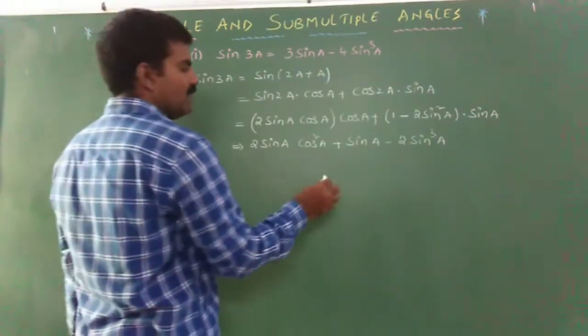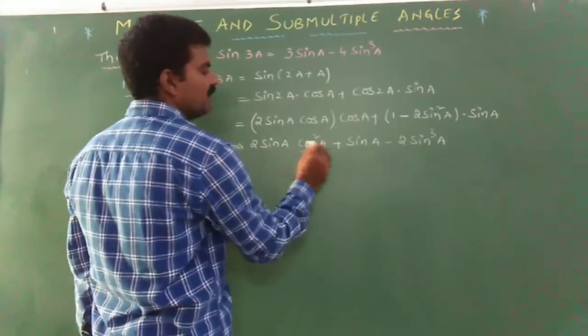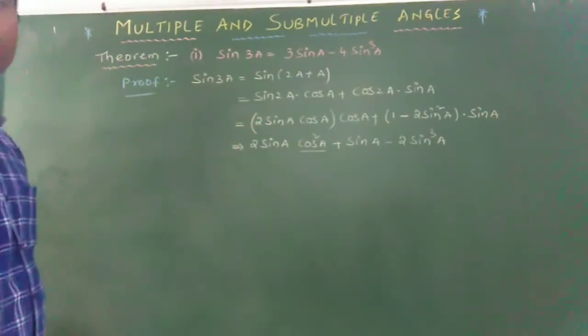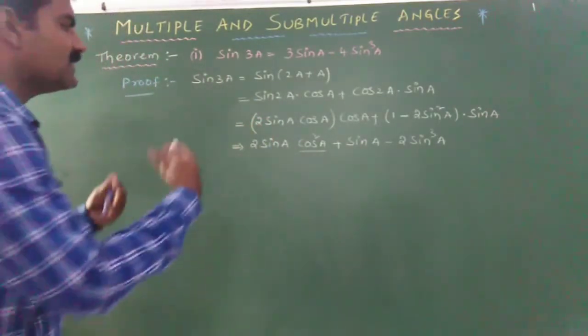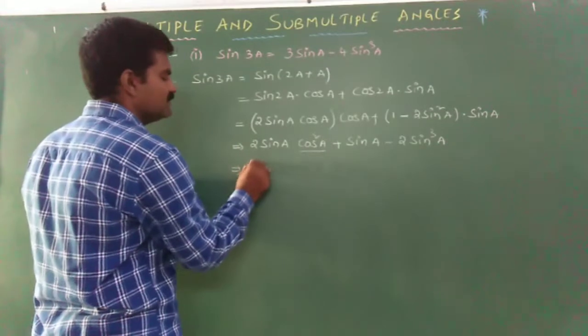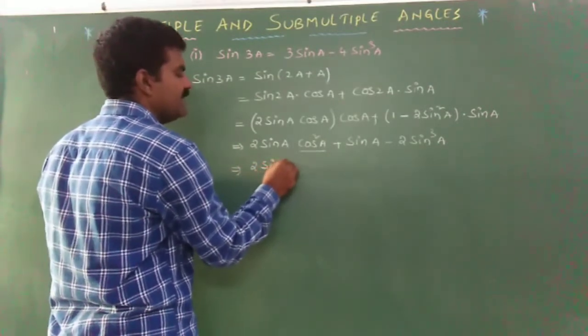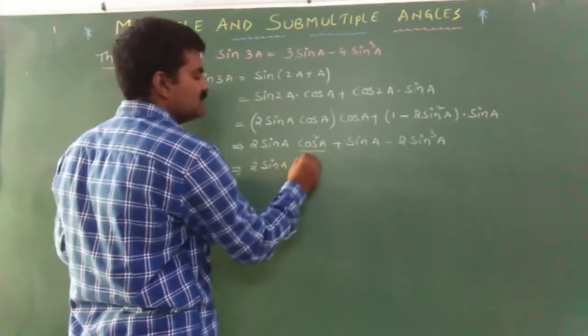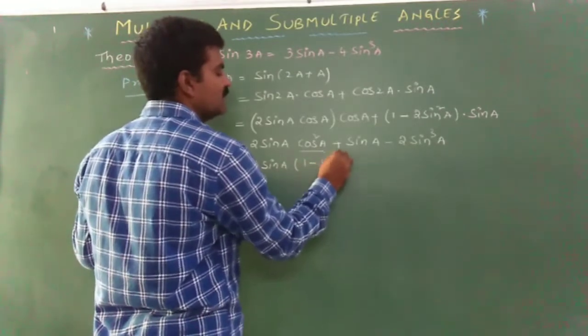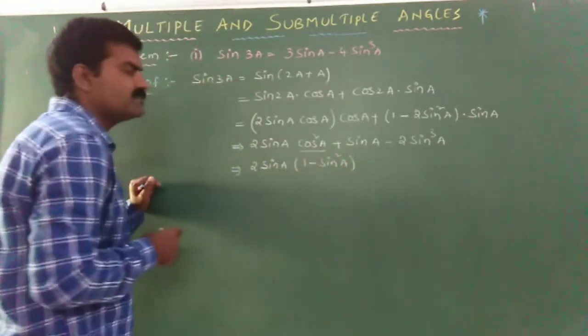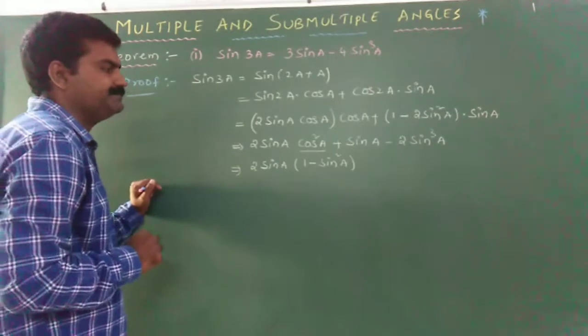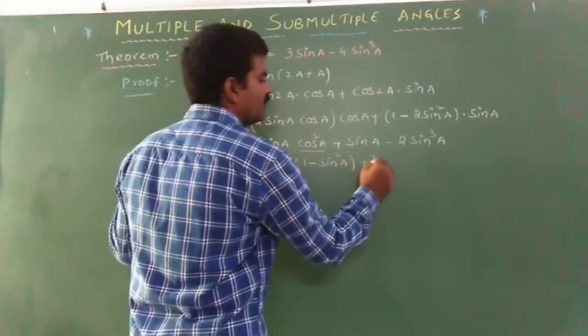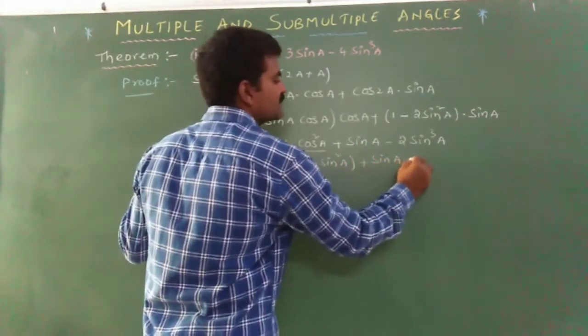So except this, all other terms are in terms of sin only. So let us convert this also in terms of sin. Hence 2 sin a into, how can we write cos square a in terms of sin? 1 minus sin square a, using the identity, and write the remaining terms as this.